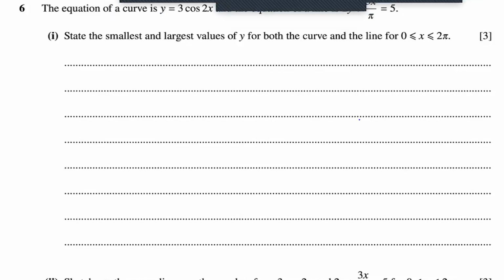Question 6: we have the equation of a curve y = 3 cos 2x and the equation of a line 2y + 3x/pi = 5. We have to state the smallest and largest values of y for both the curve and the line.